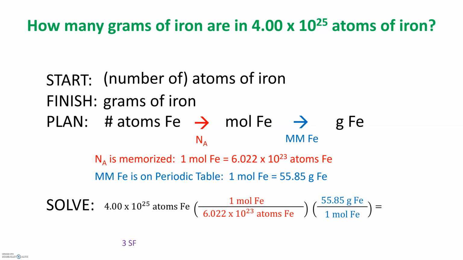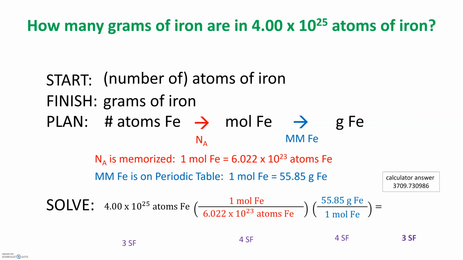There are 3 in the first starting value. Even though it's a number, let's be reasonable, we did not count there. So that is a number that is measured or estimated, 3 significant figures. Avogadro's number, we've memorized it to 4 significant figures. We didn't use the exact value. And our molar mass is also a measured number with 4 significant figures. So my answer should have 3 significant figures.